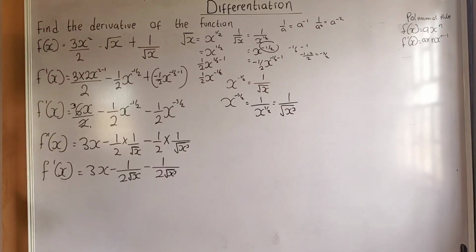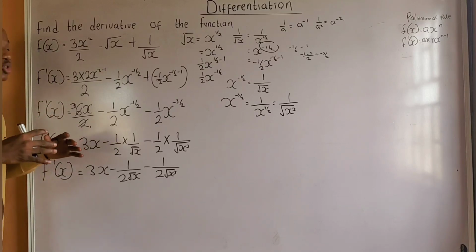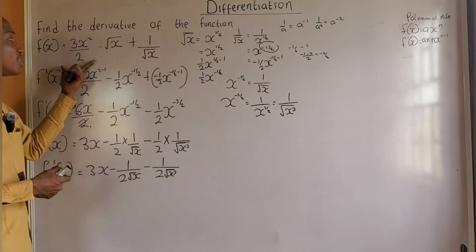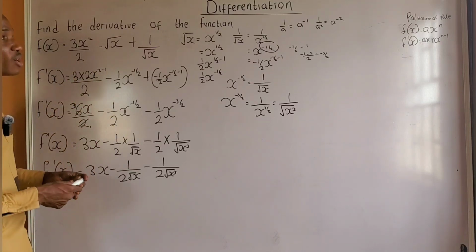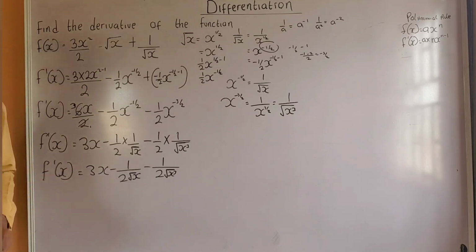You can see that it is simple. So all you have to do is just pay attention to the details of the question. When you look at the structure of the question, the structure will tell you the rules that you're going to use. Because from this question, it is evident that the polynomial rule will work. Are you getting it? So let us look at more questions on differential calculus.